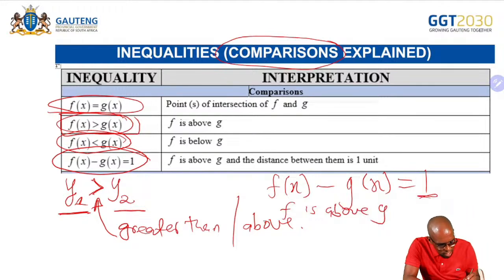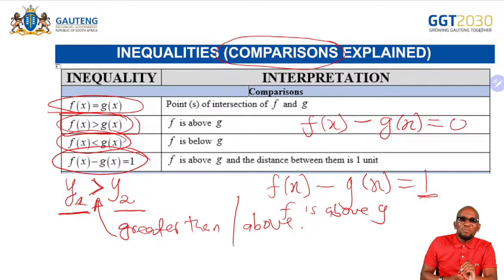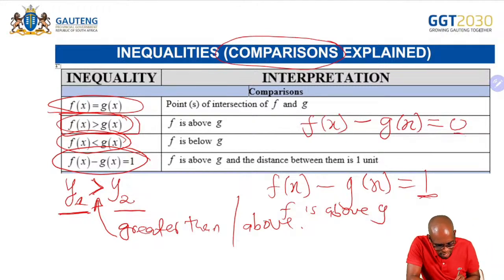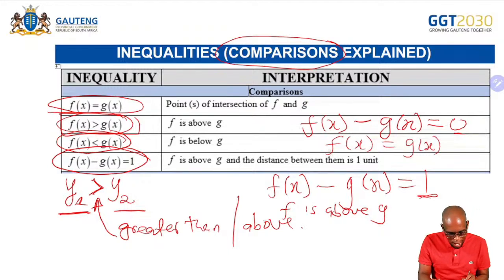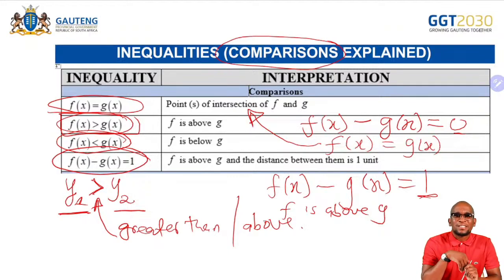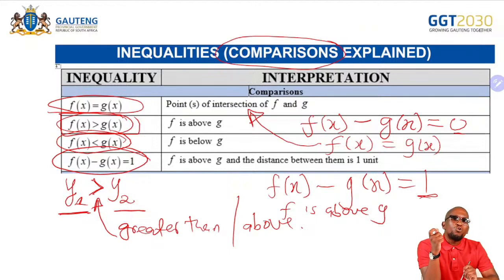That's very, very important. Now, note this one as well. F of x minus g of x is equal to 0. This does not mean f is above g and the distance between them is 0. No. If it is given by 0, then we transpose, we get f of x is equal to g of x. Now, where is f of x equal to g of x? At the point of intersection.